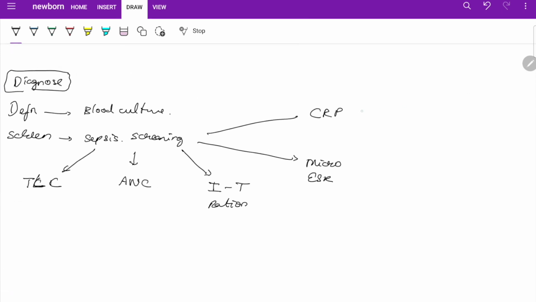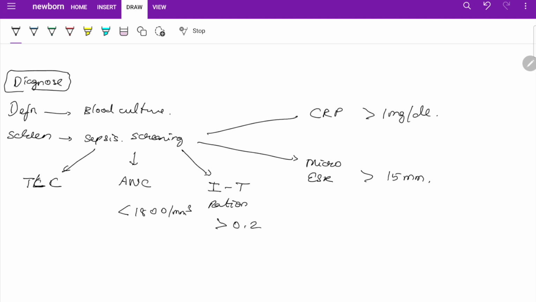CRP value should be more than 1 mg per deciliter to call it sepsis. Similarly, micro ESR value will be more than 15 millimeter. IT ratio should be more than 0.2. Absolute neutrophil count less than 1800 per millimeter cube.